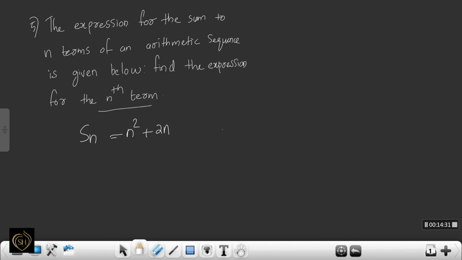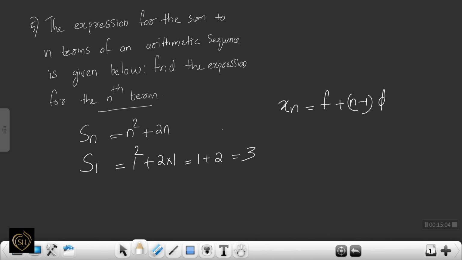Here in the question we want to write the nth term or the algebraic expression. We know that the algebraic expression of an arithmetic sequence xn is equal to f plus n minus 1 into d. That is, you have to find the first term and the common difference. Here the first term is not given and the common difference is also not given. We can find it from Sn is equal to n square plus 2n. Then S1 is 1 square plus 2 into 1. That is 1 plus 2 is equal to 3. This is S1, sum of first term. Or we can write the first term f is equal to 3.